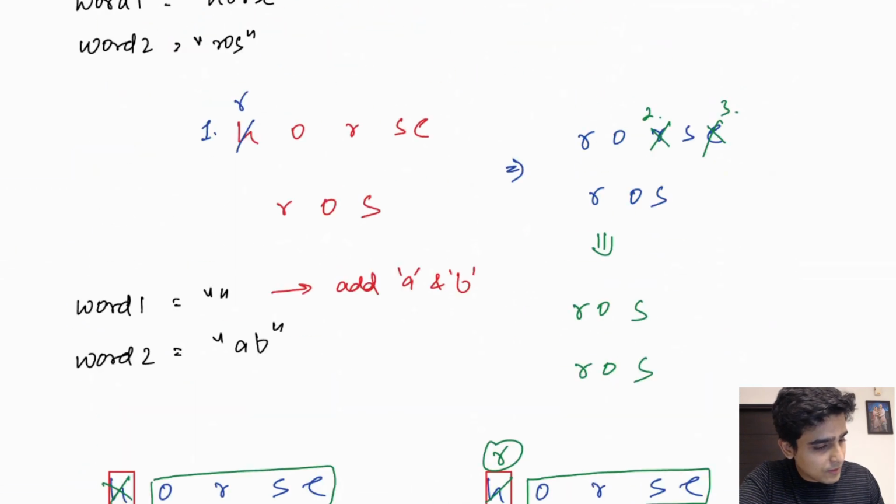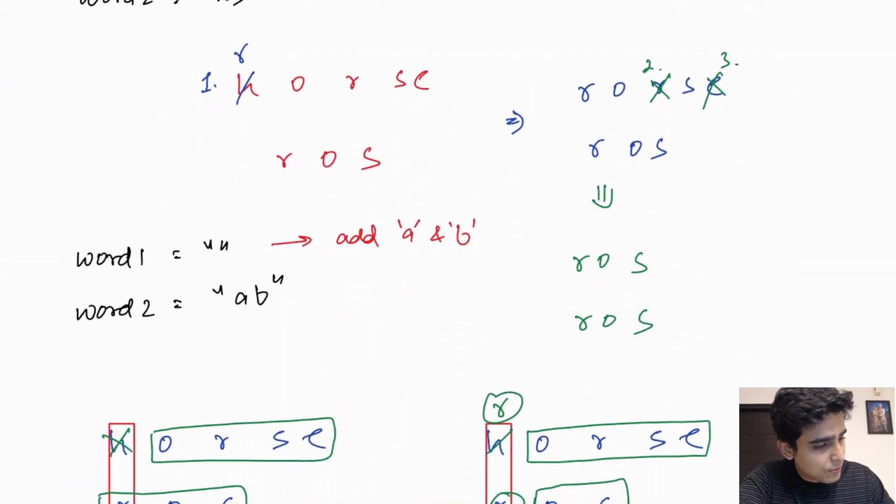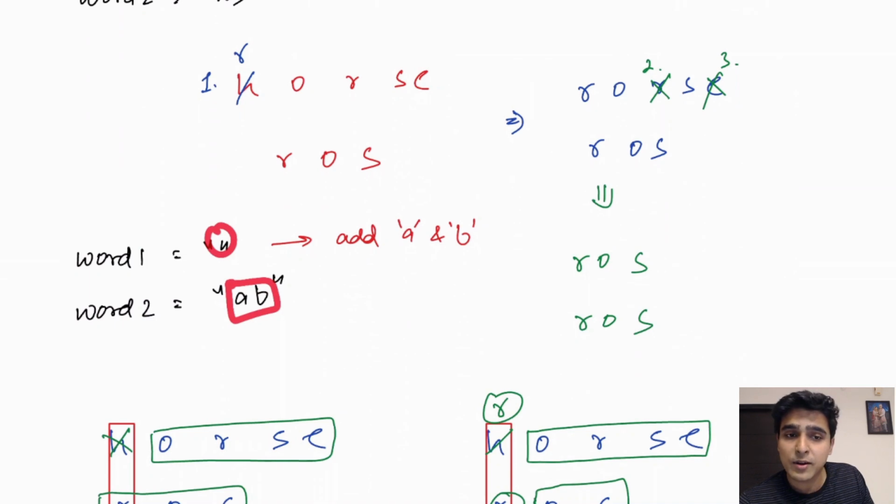For example, we saw here, if word 1 is empty, we have to add these two elements to word 1. So if word 1 is empty and two elements are remaining in word 2, 2 will be the answer. Similarly, if word 1 has AB and word 2 is empty, we have to delete A and delete B to make it equal to word 2. That is why it is the opposite.